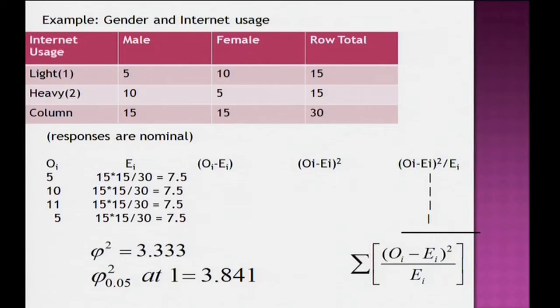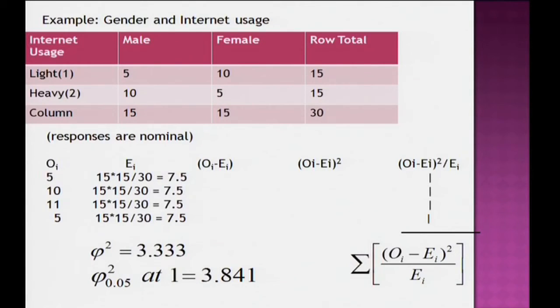3.841. So, this tabulated now needs to be compared with the calculated. Tabulated is larger, right. Therefore, calculated is lesser than the tabulated, it lies in the acceptance region. So, we can say there is no evidence that the internet uses are dependent of each other, right, because you are accepting H naught.